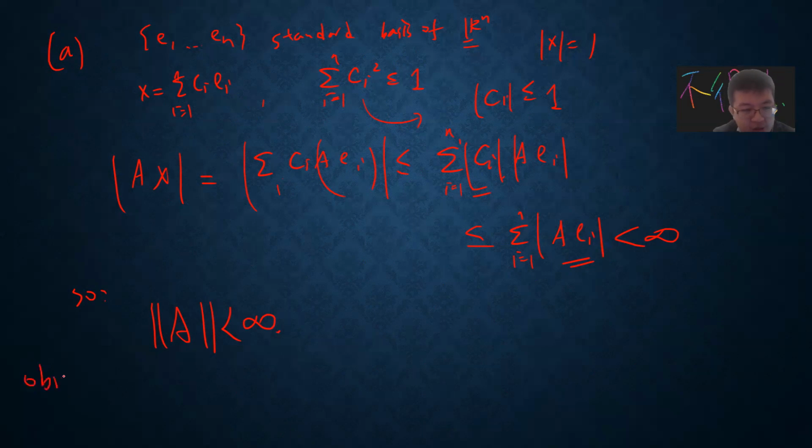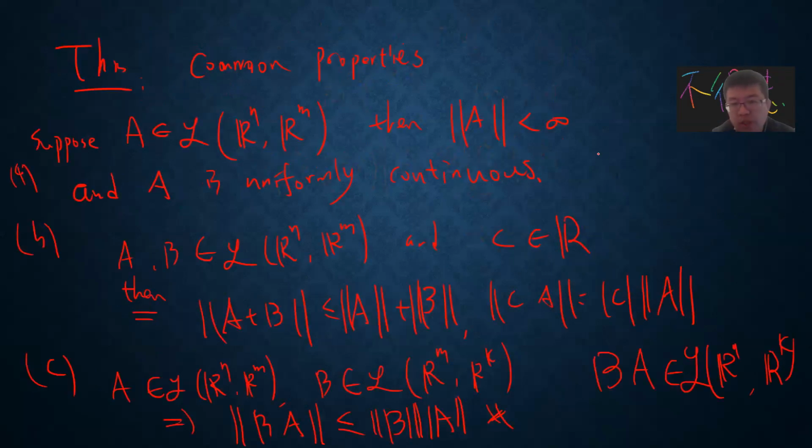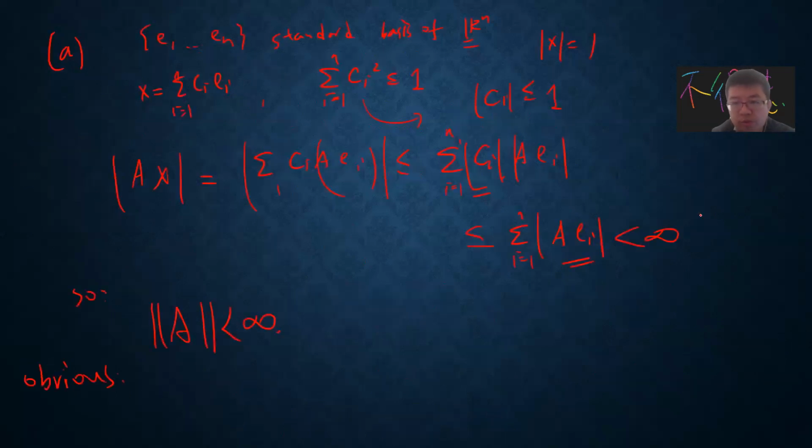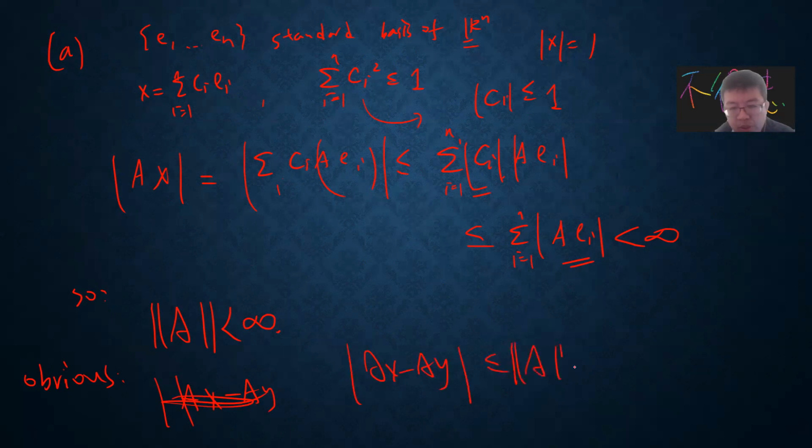Obviously, we need to prove it's uniformly continuous. Uniform continuity means that if x and y are close enough, then Ax minus Ay should be small enough. But now the norm is finite, so the length of Ax minus Ay is less or equal to the norm of A times the length of x minus y. So if x minus y is small enough, then this is small enough.